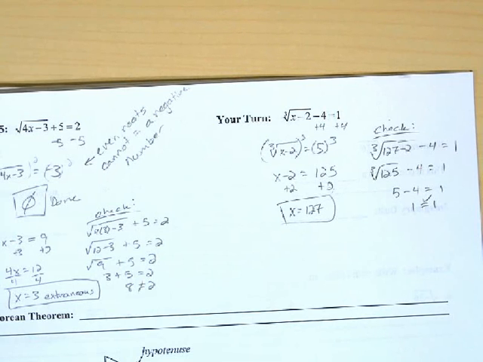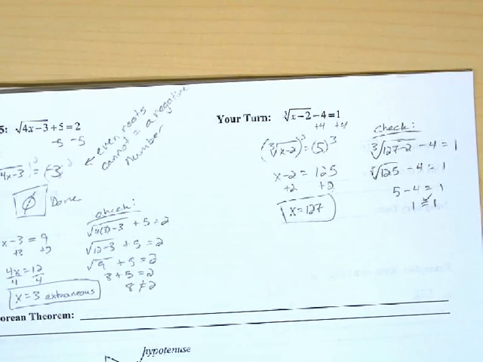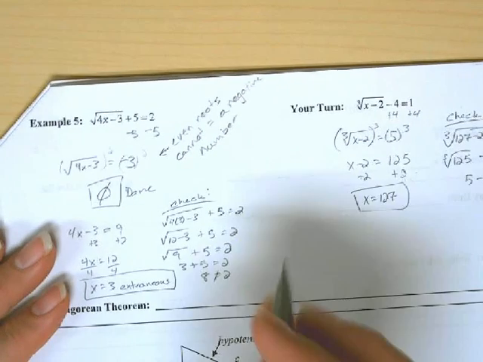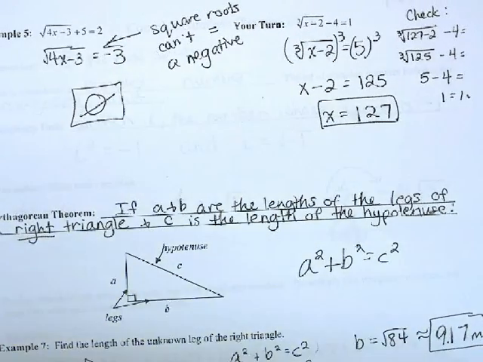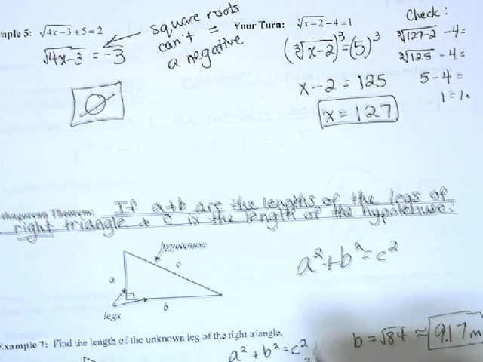Alright, so now Pythagorean theorem. Okay, Pythagorean theorem, and I'm just going to put it up here if you want to hit the pause button because I've already written this 6 times today and I just don't want to write it again. If A and B are the lengths of the legs of a right triangle and C is the length of the hypotenuse, then A squared plus B squared equals C squared.